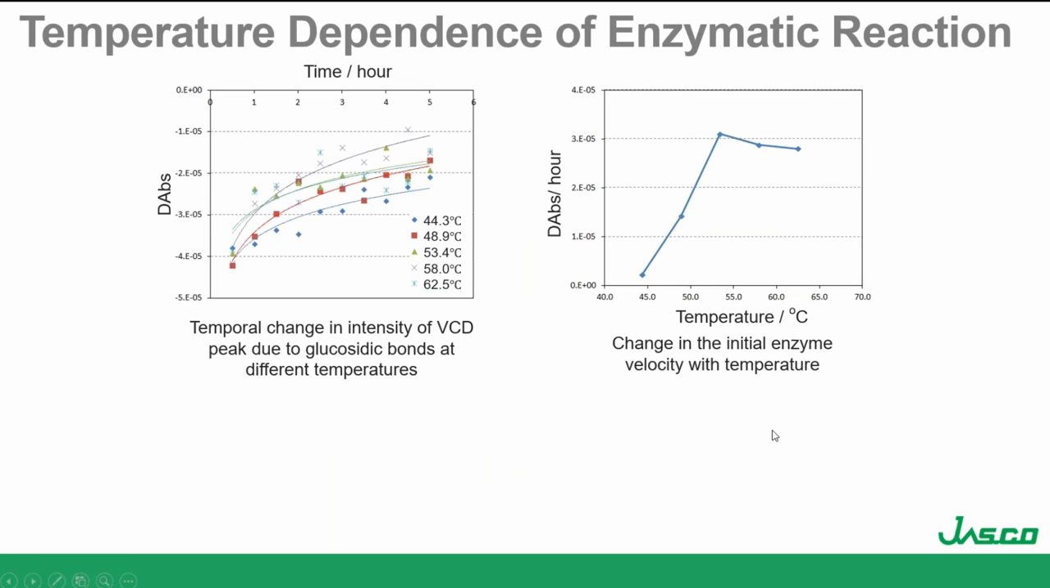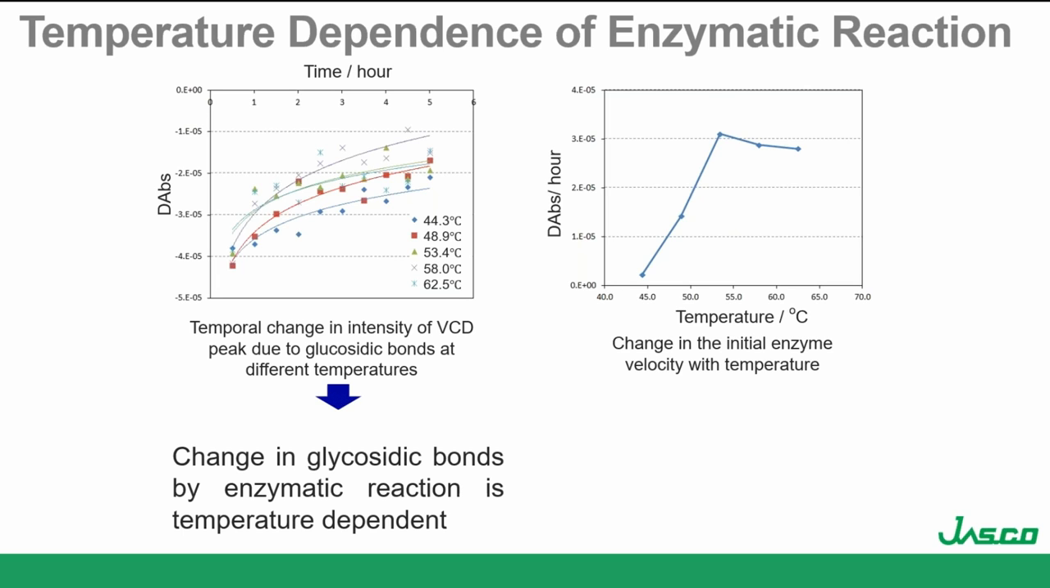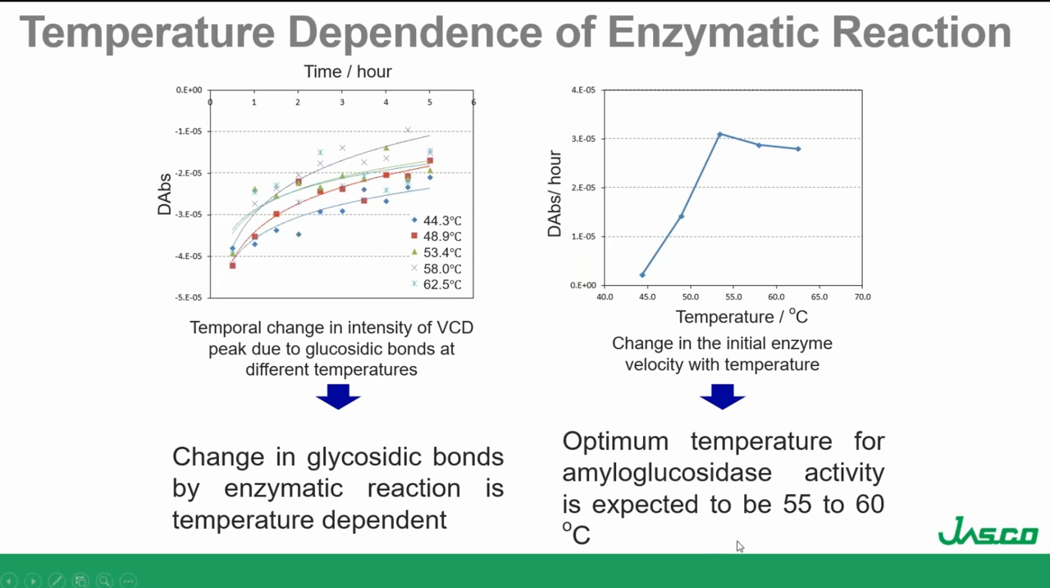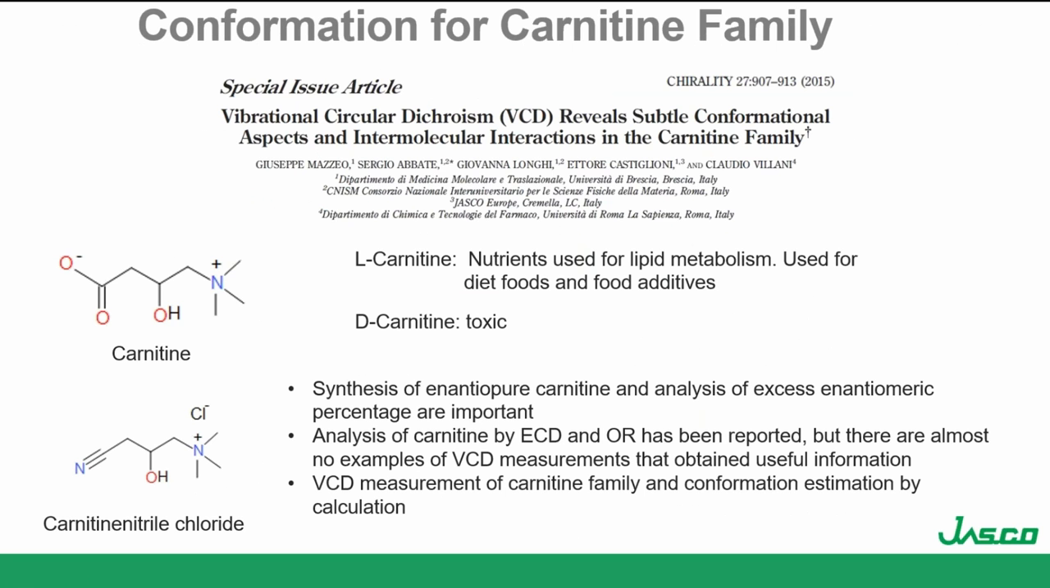So if we plot the absorbance of each temperature with changing time, what the author found is that the glycosidic bond cleavage in this enzymatic reaction is temperature dependent, and also that the optimum temperature is between 55 and 60 degrees Celsius.